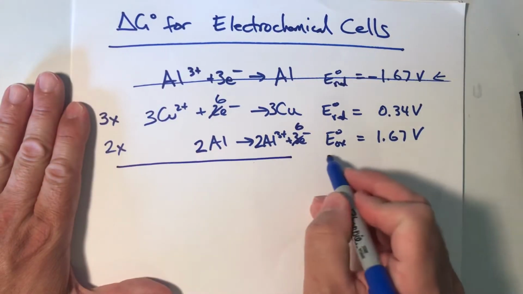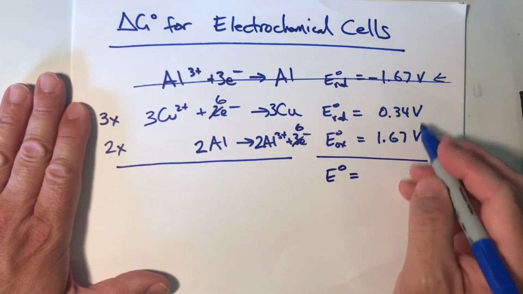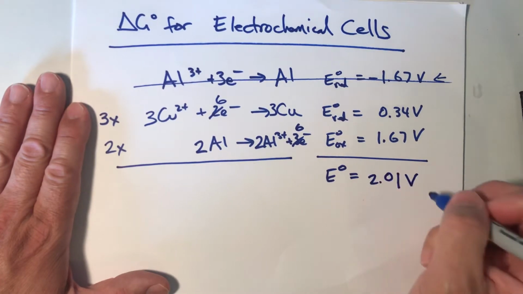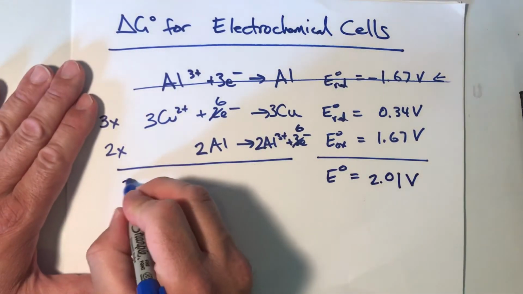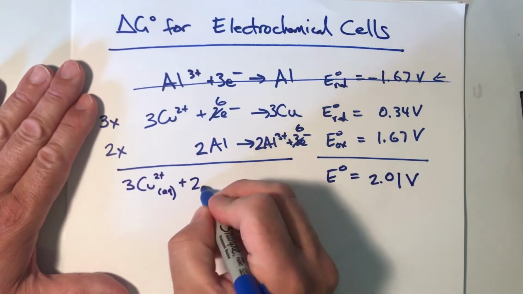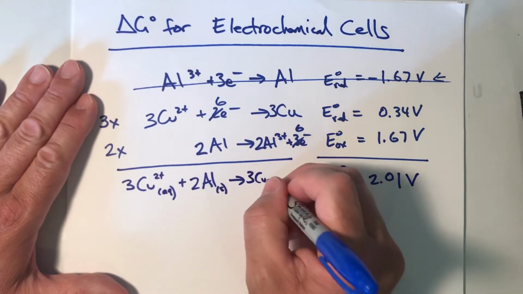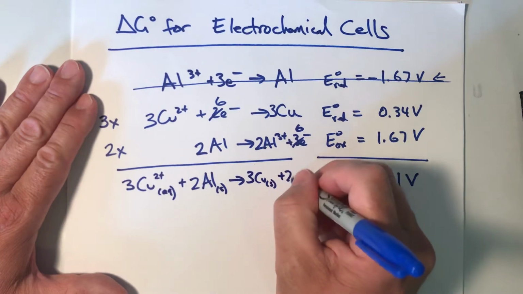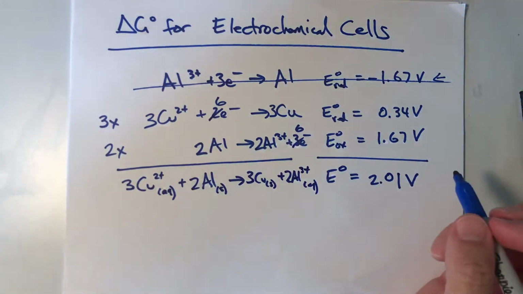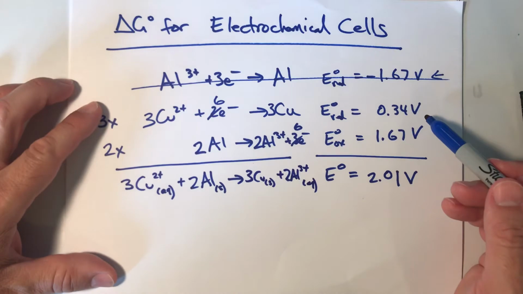So for our overall reaction, first let's calculate our overall E naught. That's going to add up to be 2.01 volts, and our overall reaction is now going to be 3 copper ions in solution plus 2 aluminum, solid aluminum, yields 3 copper metal plus 2 aluminum ions. That's going to be our overall reaction. That makes aluminum the anode and the copper strip the cathode.